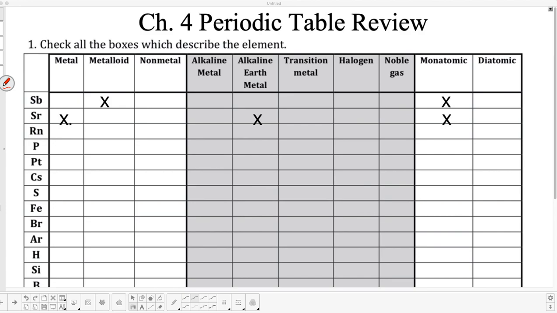It says check all the boxes which describe the element. So the elements are on the side here. We've got the Sb, or Sb, Sr, Rn, and all the way down through. So the first classification is: is it a metal, metalloid, or non-metal?